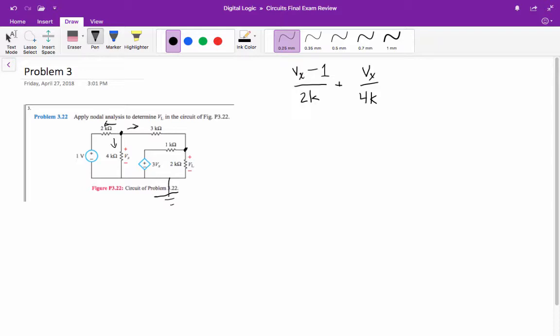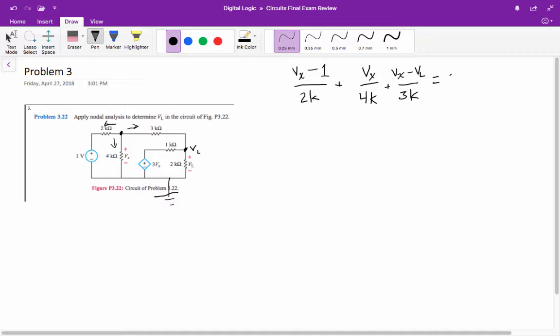And our third one, it's going to be Vx, and if you look, it's also going to ground. Oh no, it's not going to ground. No, of course not, because we have another voltage right here. We've got VL. Yeah, there's the resistor right there. So we've got Vx minus VL over 3K. And those have to sum to be 0.